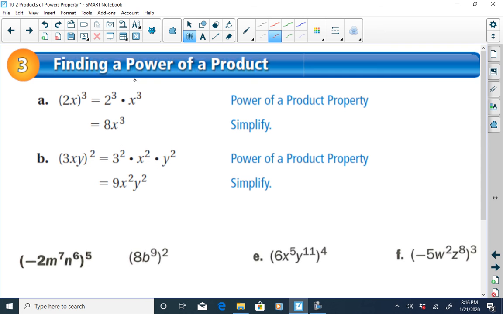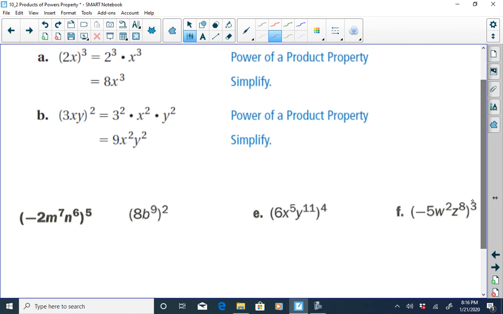But when we're finding the power of a product, we have to raise each of the factors to that power. And that's what we were just doing here. Here I have two factors, 2 times x. So the 2 has to be raised to the third power. The x has to be raised to the third power. 2 to the third power is 2 times 2 is 4 times 2 is 8. X to the third power, right, is x times x times x. And that's where we get our product, 8x to the third power.